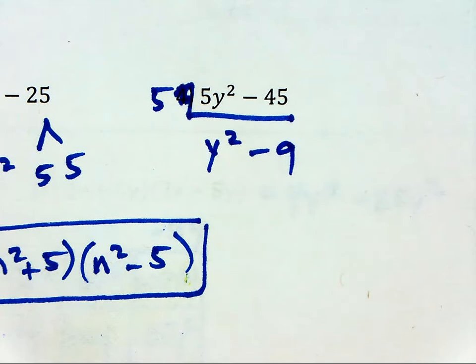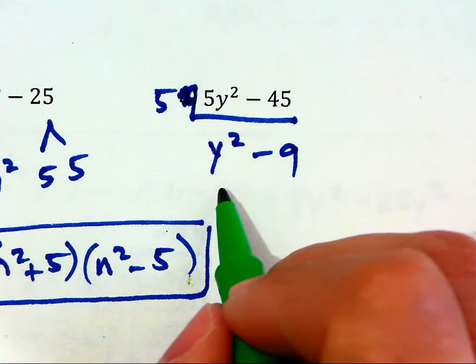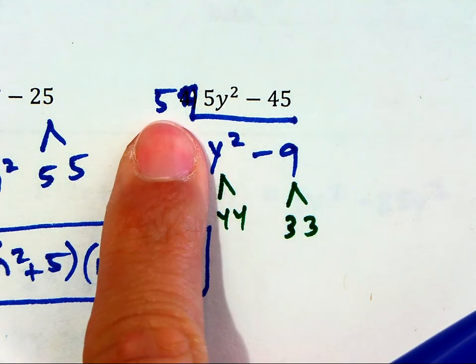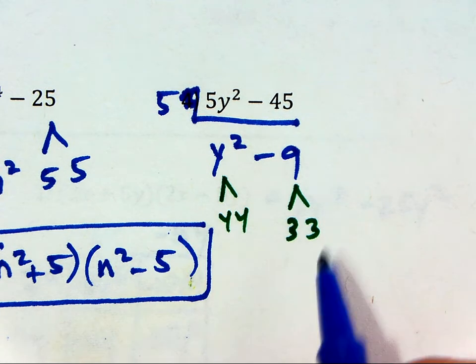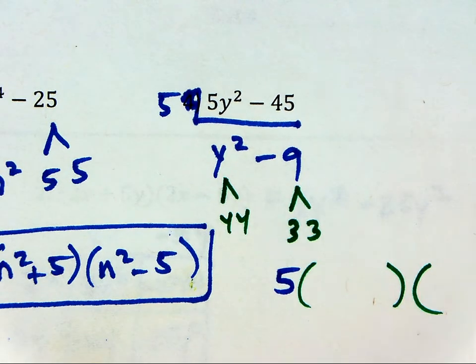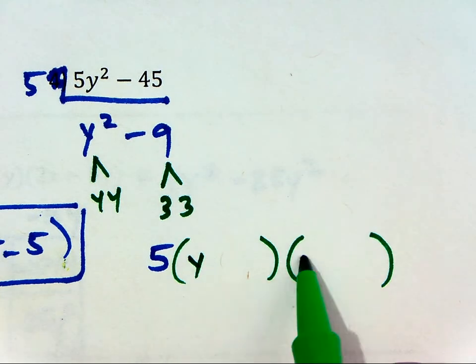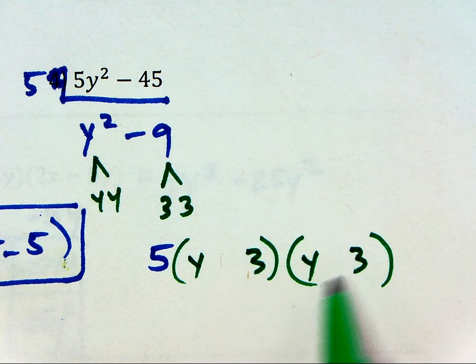Okay. All right, let's change colors. So y squared is y times y. 9 is 3 times 3. So we have that blue 5, right? That's our GCF. But following that are going to be our binomial factors. And each one will begin with a y, end with a 3. One's a sum, one's a difference.